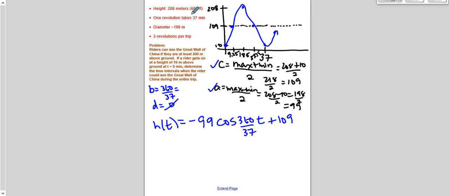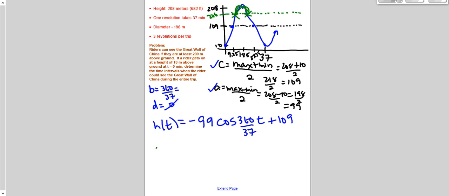Okay, so now we need to figure out when can we see the Great Wall of China? So I have my equation. I can see the Great Wall of China when it is at least 200 feet. So 200 feet is like here. So whenever we're above the 200 feet, it's like this part up here. All right, that means I need to figure out a couple of spots on my graph.